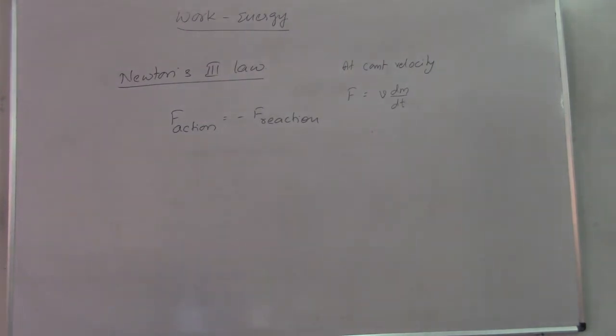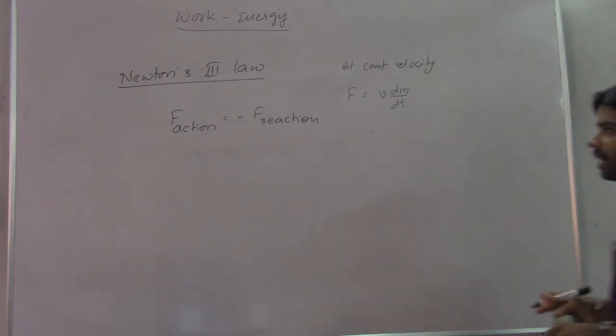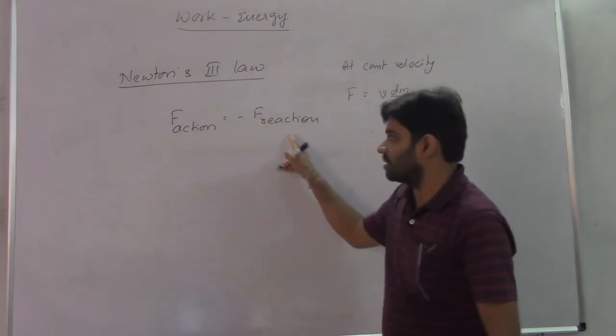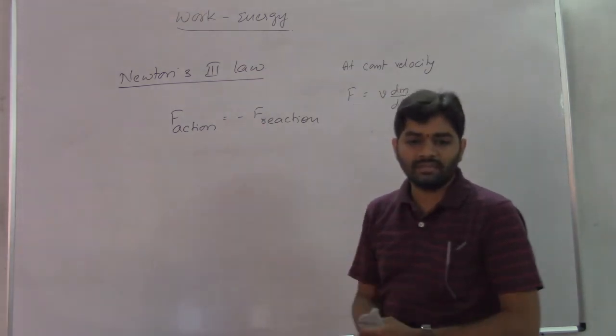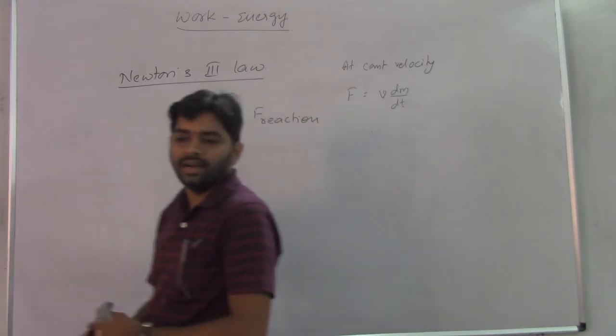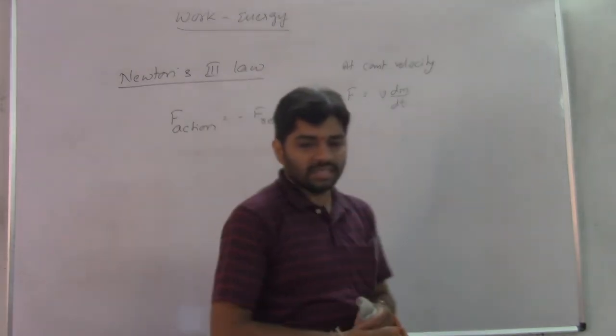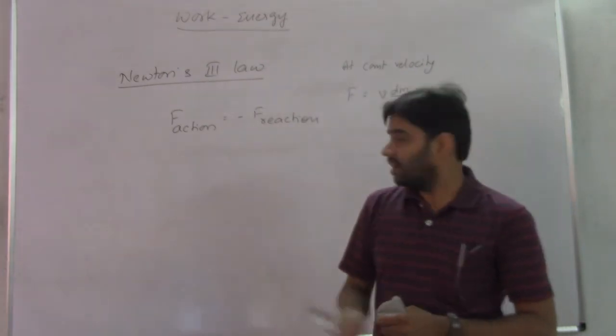So Newton's third law. What is the law? For every action there is an equal and opposite reaction. So F action and F reaction, both the values are the same. Both the values are the same, but what happened? Opposite directions. Values are the same but the direction is opposite.